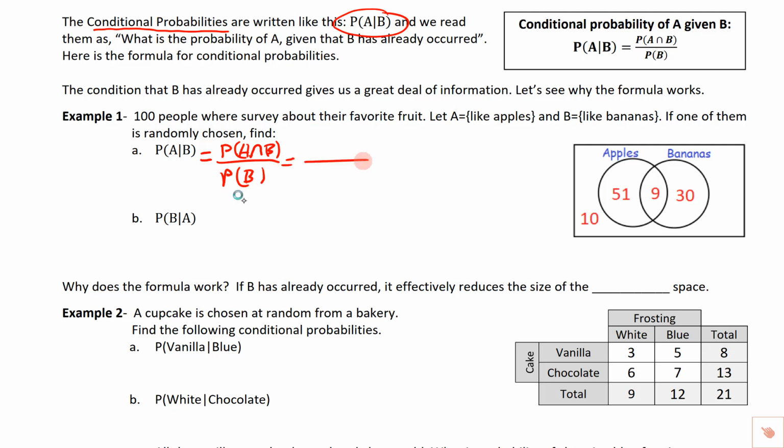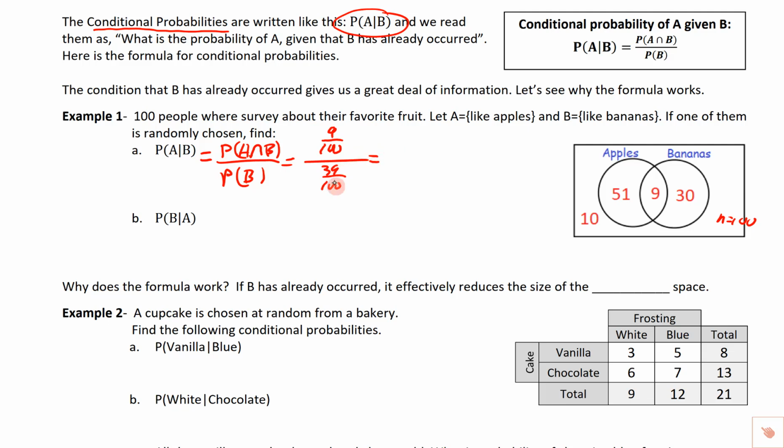So the probability they like bananas. Remember, it says n equals 100 here. So the probability they like bananas is 40 out of 100. Oh, take that back. 39 out of 100. 39 like bananas. The probability they like bananas and apples is going to be 9 out of 100.